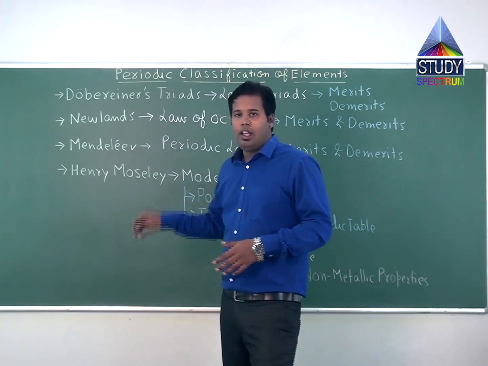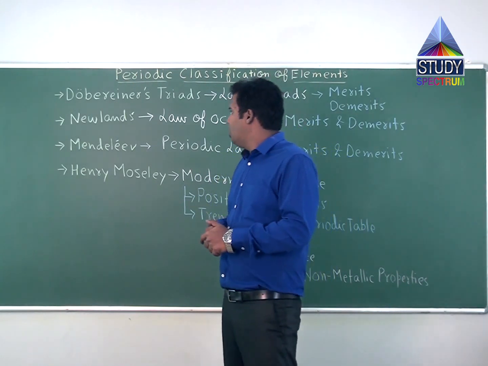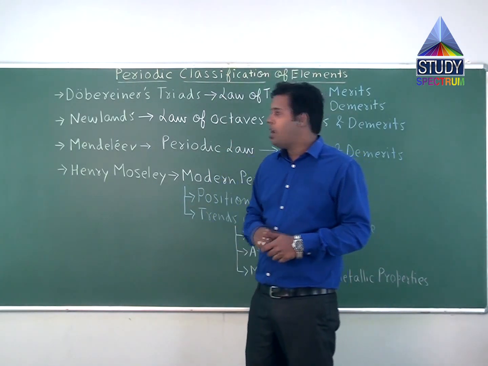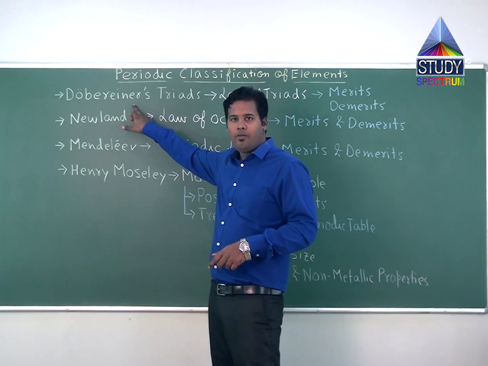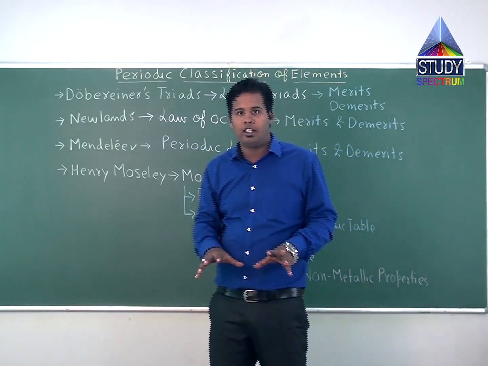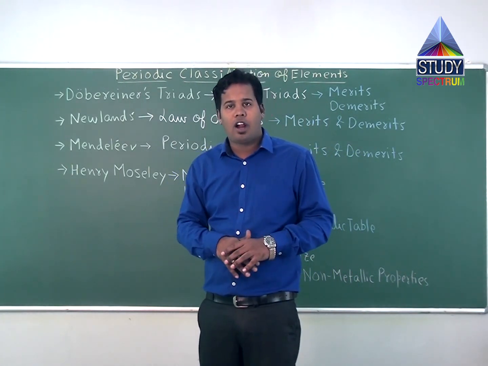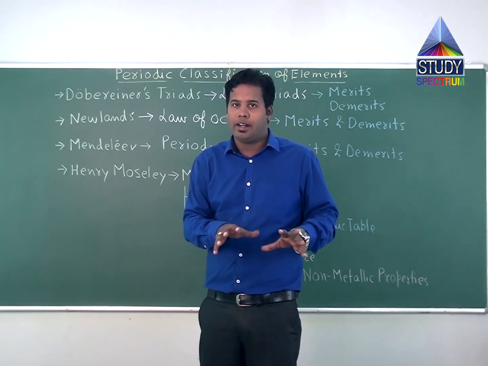So finally we'll start with the attempt of the very first scientist, the German scientist Johann Wolfgang Dobereiner, who gave the law of triads. We'll try to understand what is the law of triads, what was the law he gave under this particular law of triads, and what were the merits and demerits.